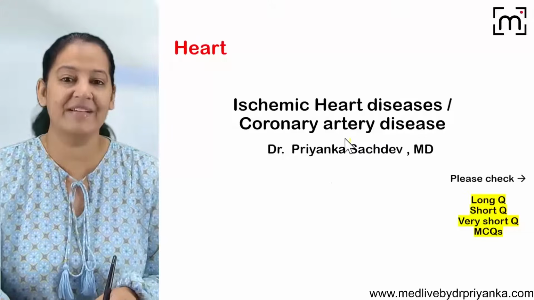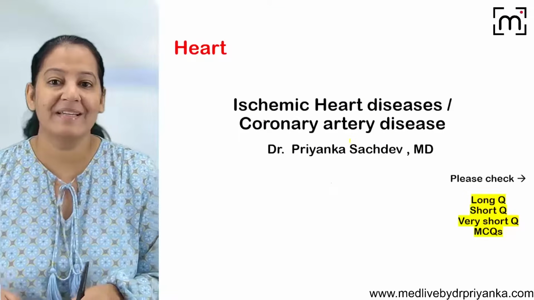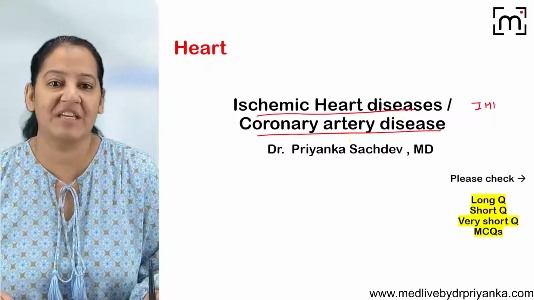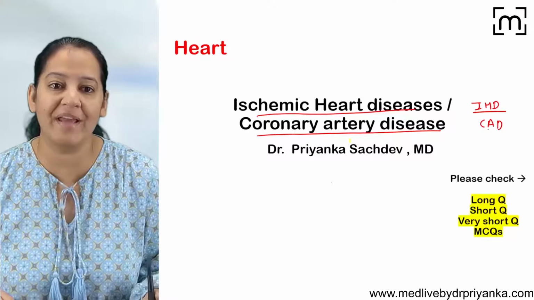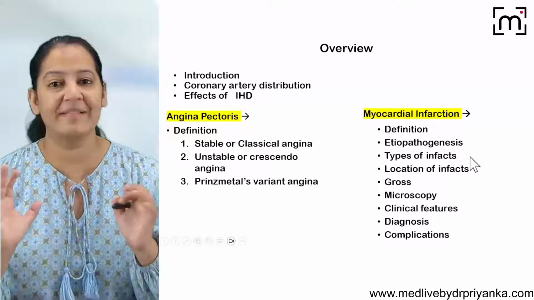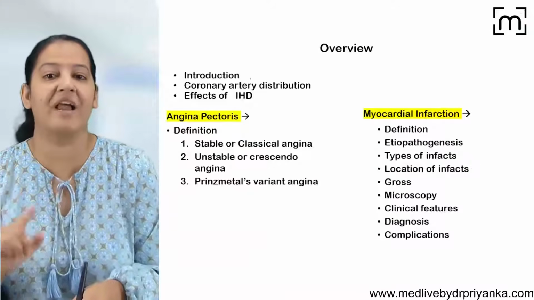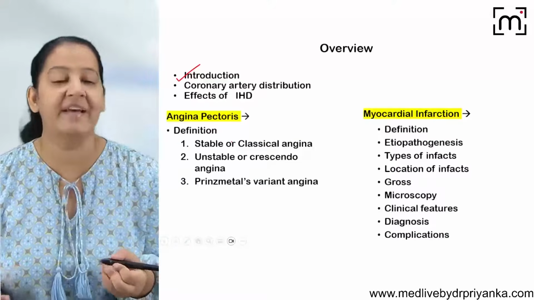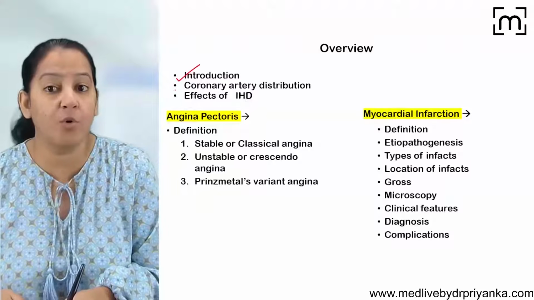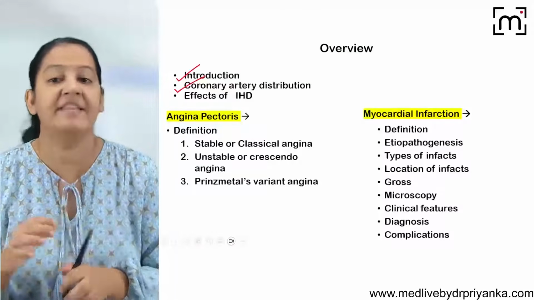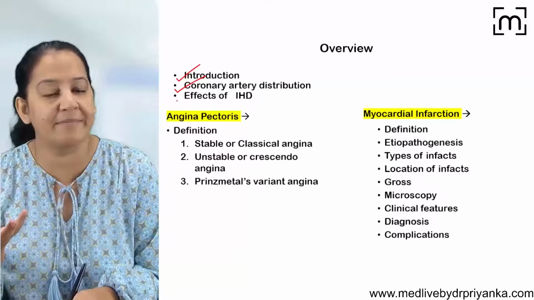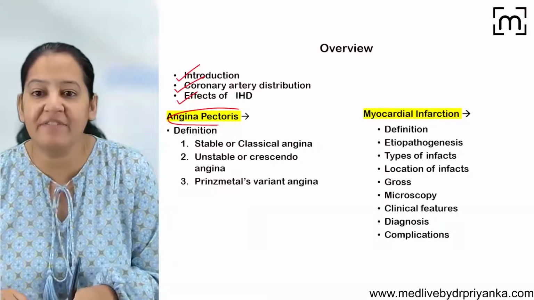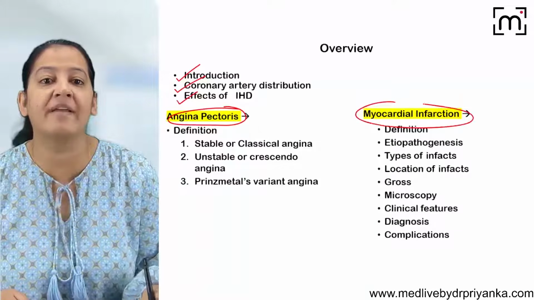So here you can see we are starting the topic, that is ischemic heart disease, also known as coronary artery disease. IHD, ischemic heart disease, also known as coronary artery disease, that is CAD. I will be discussing the topic under following headings. First of all, I will let you know what is ischemic heart disease or what is coronary artery disease. What do you mean by that? Then to understand the topic, first you have to understand the coronary artery blood distribution in the heart. Then I will tell you the effects of various types of ischemic heart disease. Among them, we will be discussing two in detail. Which two we will discuss in detail? We will discuss angina pectoris and myocardial infarction.